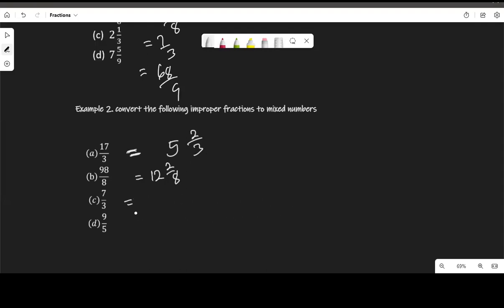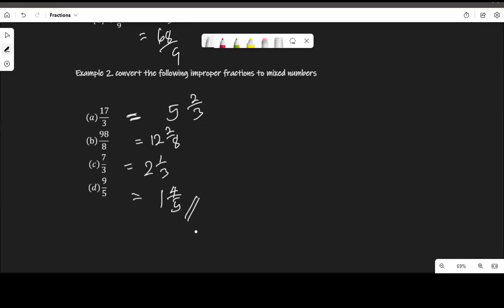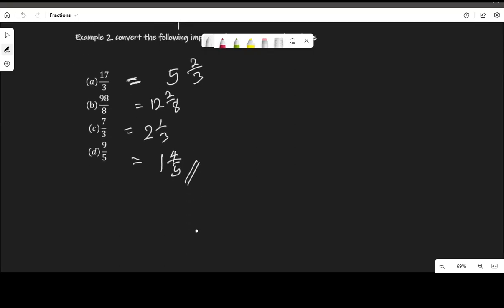Okay. So for this 7 over 3, how many times can 3 go into 7? It goes 2 times, remainder 1. So here will be 2 whole number, 1 over 3. Then lastly, 9 over 5. How many times can 5 go into 9? 1 time, remainder 4. So 9 over 5 is 1 whole number, 4 over 5. That is that for converting improper fractions to mixed numbers. And that brings us to the end of this class.